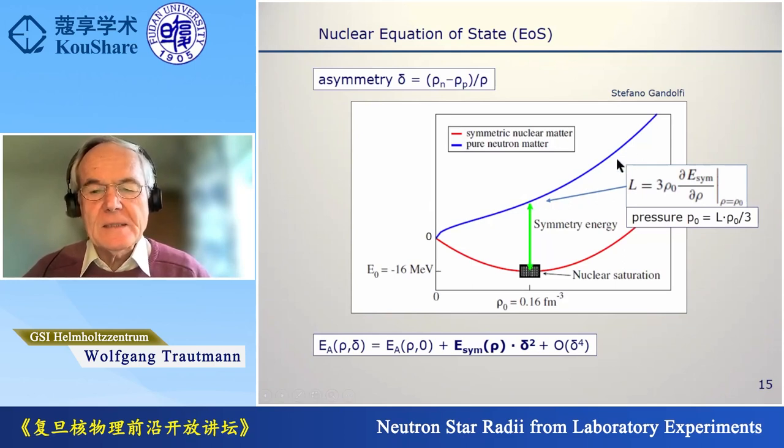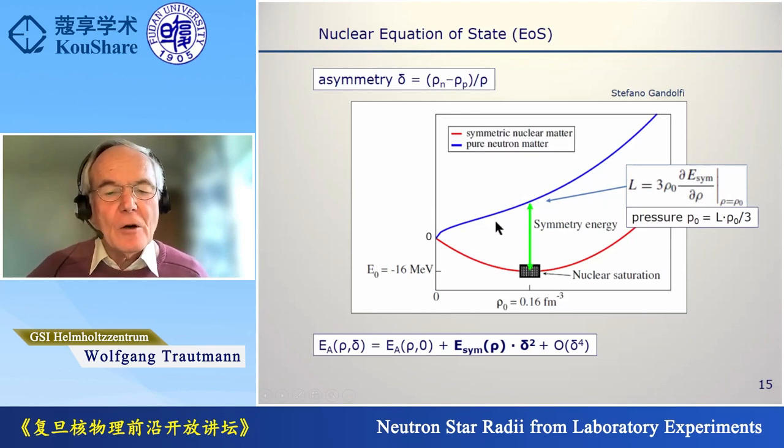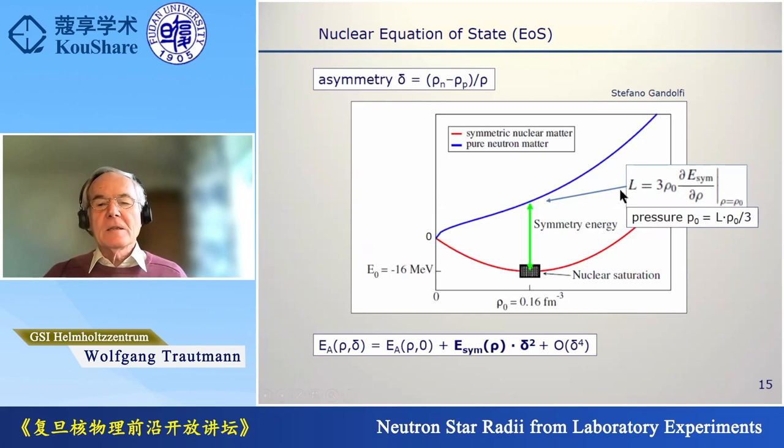distributed over a large range of densities, and supernova explosions require information also about very small densities and various asymmetries. So if you would like to get information on the properties of the equation of state under these various density and asymmetry conditions, then one should first go from here to here. And this difference is called the symmetry energy. And then to go to other densities, the first-order term is the slope. And the slope is usually expressed with this parameter L, for historical reasons three times rho zero times the derivative of the symmetry energy versus density.